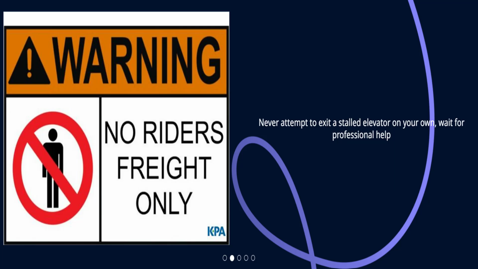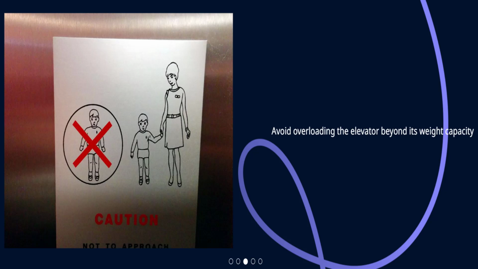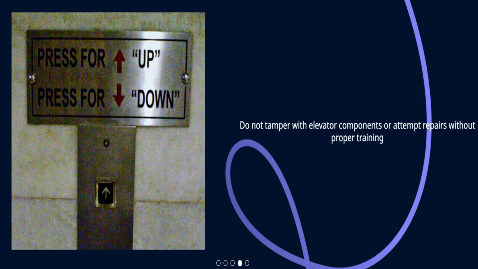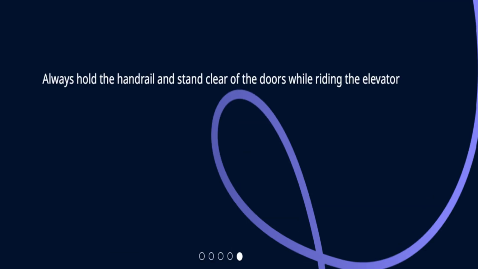Avoid overloading the elevator beyond its weight capacity. Overloading increases the risk of elevator breakdowns and can be hazardous for passengers. Do not tamper with elevator components or attempt repairs without proper training. Elevators are complex machines, and unauthorized attempts to fix them can worsen the problem or cause injury. Always hold the handrail and stand clear of the doors while riding the elevator. These simple steps can prevent accidents, especially during sudden movements or stops.